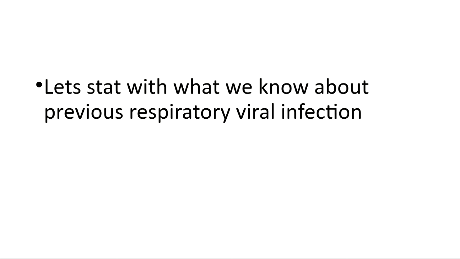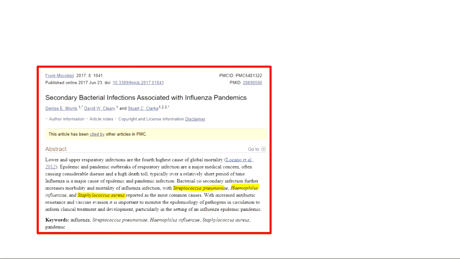So let's start with what we know so far about previous viral infections. When you have an influenza virus infection, you will have secondary bacterial infection like Streptococcus pneumoniae, like H. influenzae, like Staph aureus. So if you have viral influenza pneumonia and you want to add empirical antibiotic coverage, we can say maybe you are right because of these data.